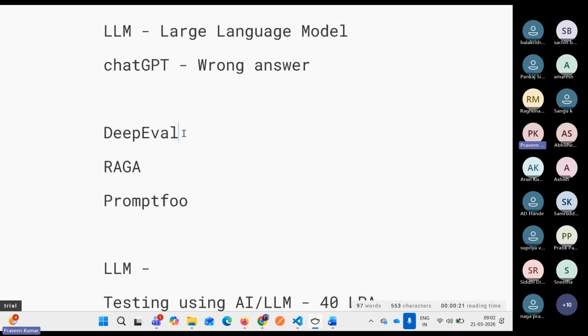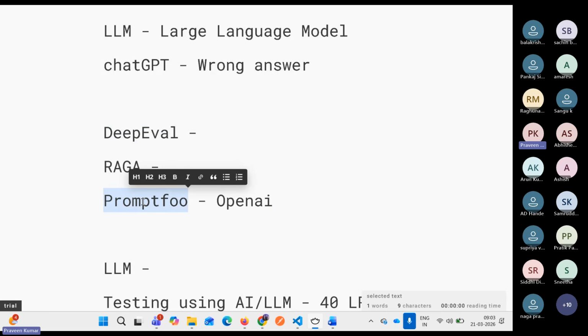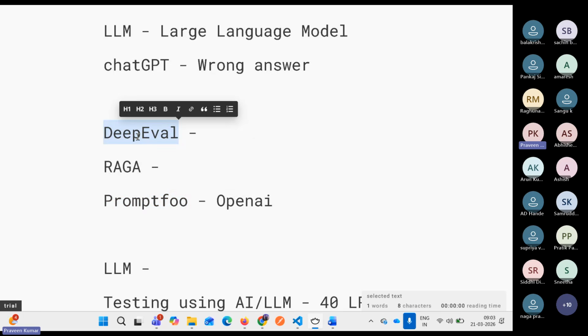Some organizations will use Deepeval, some will use Ragas, some will use Promptfoo. They will never use all the combinations, because Deepeval works the same way Ragas does, and Promptfoo works the same way Deepeval does. So one of these three libraries will be used by any organization, and recently Promptfoo has been acquired by OpenAI. So this is again going to be one of our futures for AI testing along with Deepeval. Currently Deepeval is being used across the industry.